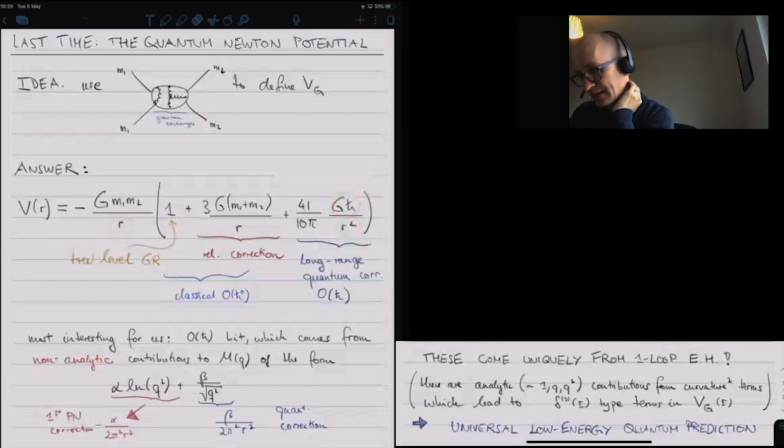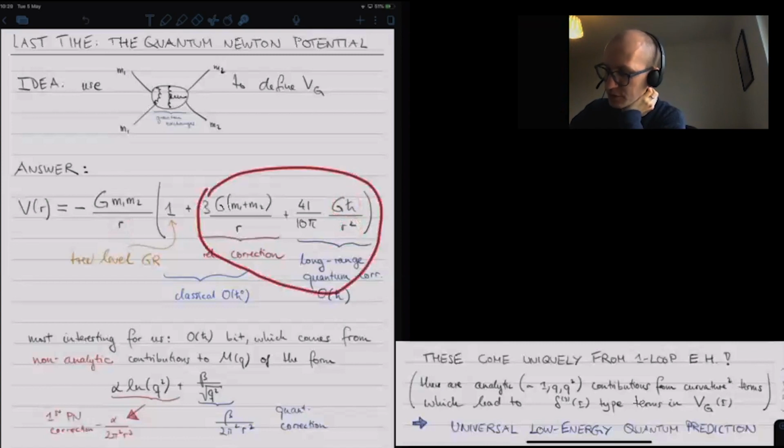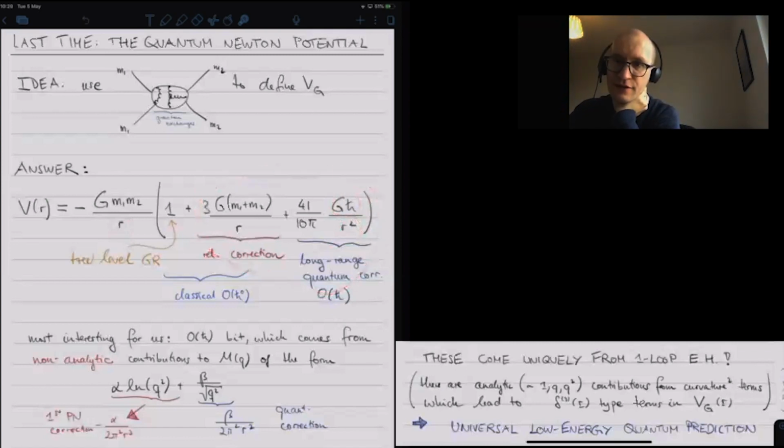So overall, let me make the comment that both of these terms came from the non-analytic parts of the one loop amplitude. And I'll go over why in a second. But the one, as I said, that I would most like to focus on is this thing that's a quantum correction.